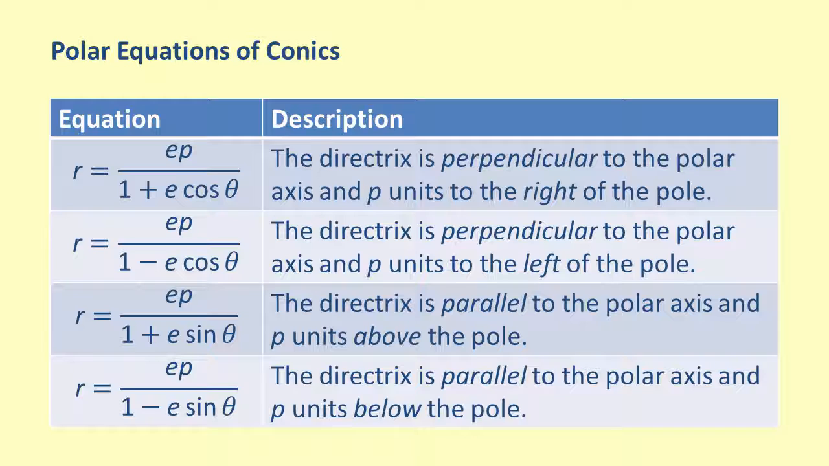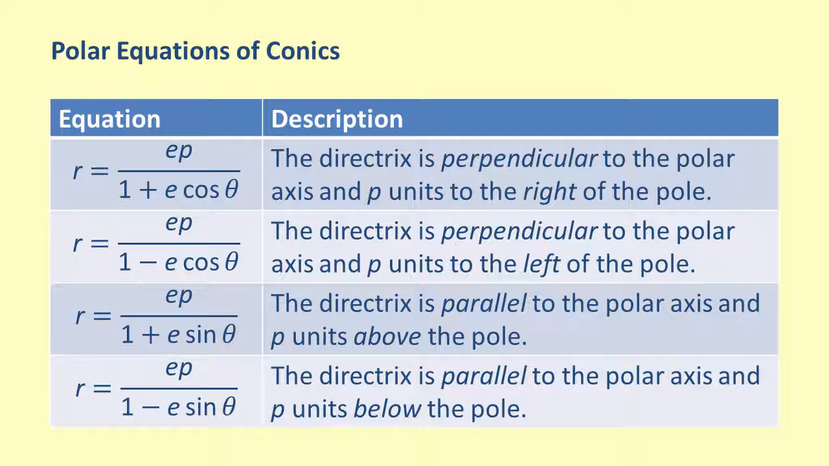For r equals e times p over the quantity 1 plus e times cosine of theta, the directrix is perpendicular to the polar axis and p units to the right of the pole. For r equals e times p over the quantity 1 minus e times cosine of theta, the directrix is perpendicular to the polar axis and p units to the left of the pole.